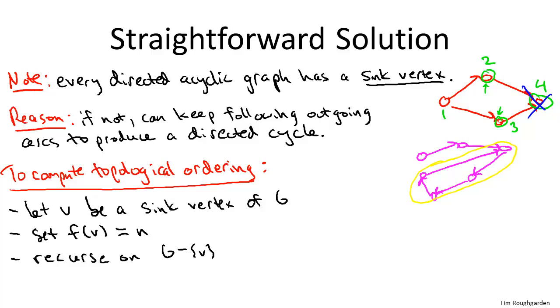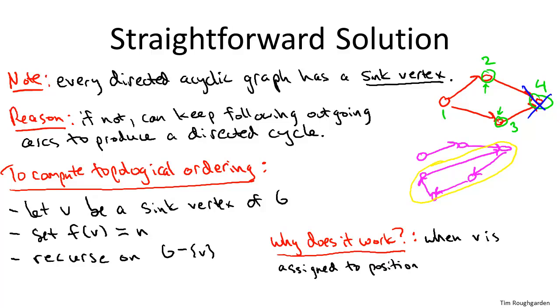So the second thing we have to argue is that we really do produce a topological ordering. So remember what that means. That means for every edge of the graph, it goes forward in the ordering. That is, the head of the arc is given a position later than the tail of the arc. And this simply follows because we always use sink vertices.